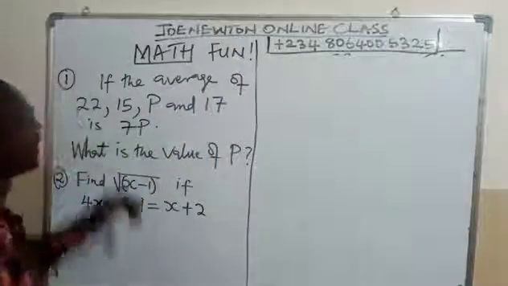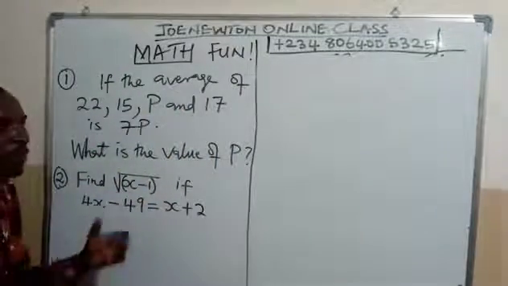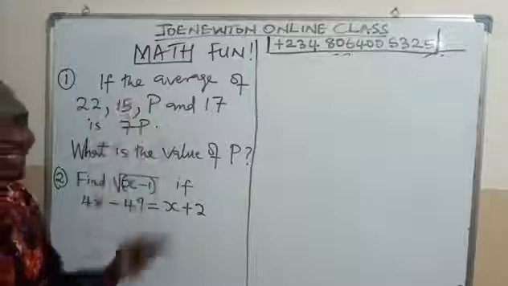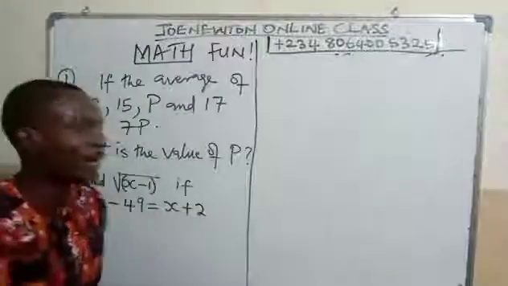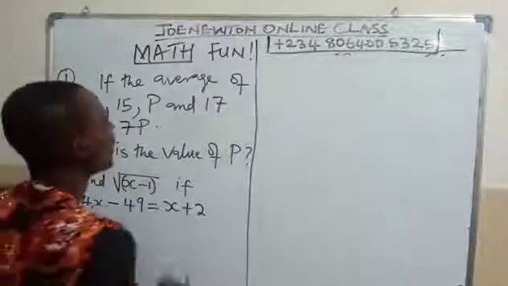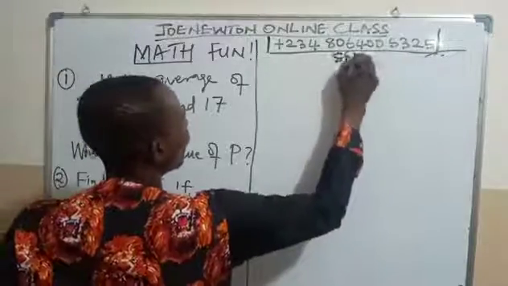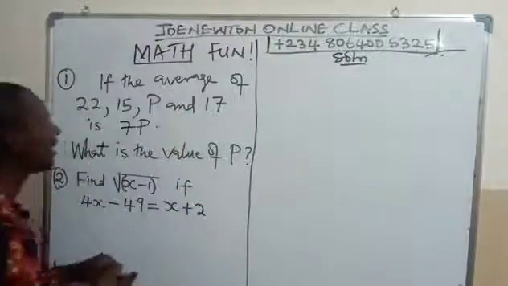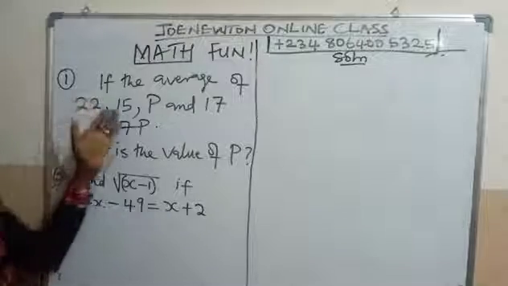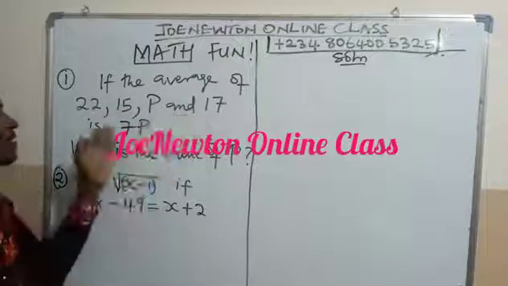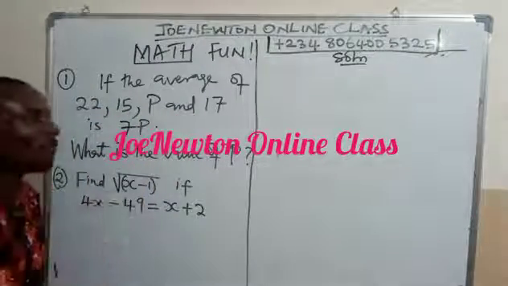Okay, then here we have two questions. Number one borders on basic statistics. Number two is simple algebra. Taking it one after the other, we have number one. The question says that if the average of 22, 15p and 17 is 7p, find the value of p.